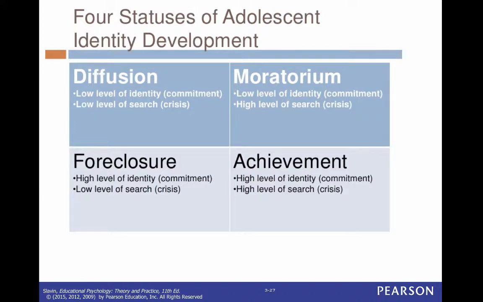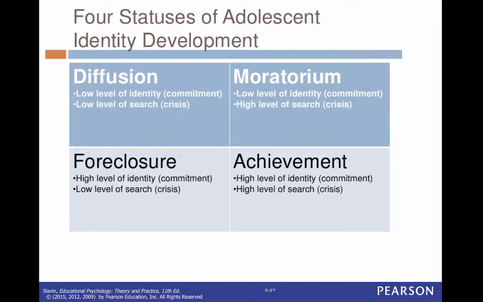If you look at the four stages in matrix form, diffusion has a low level of identity or commitment and a low level of search, which is the crisis. So they really don't know what they want to be, and they aren't looking to be anything.